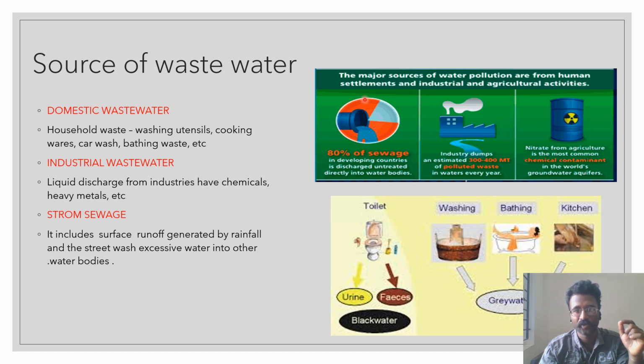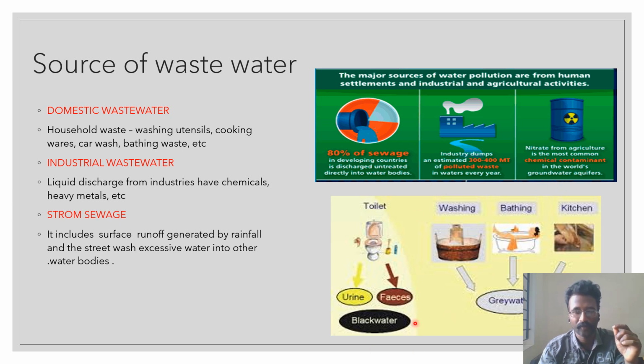So the major sources of water pollutants are human settlements, industrial activities, and also agricultural activities. 80% of the sewage in developing countries is discharged untreated directly into water bodies. There is no awareness. Industry dumps are estimated at 300 to 400 MT of polluted wastewater into natural waters every year. Nitrate from agriculture is the most common chemical contaminant in the world's groundwater.